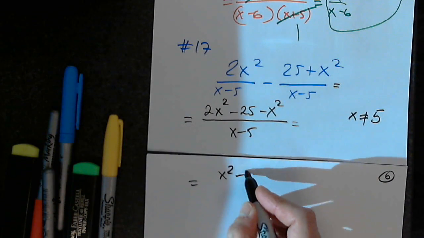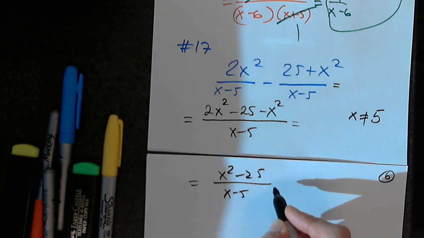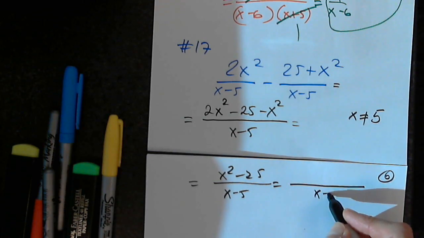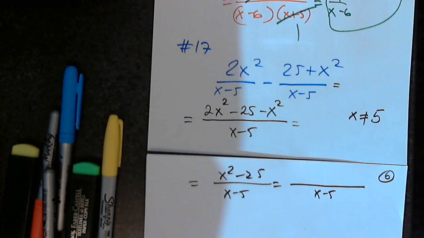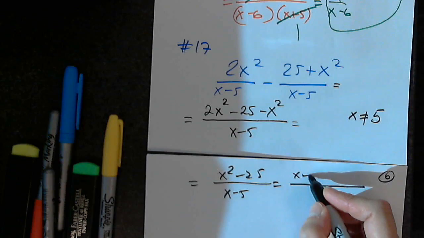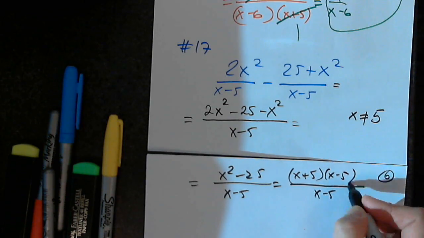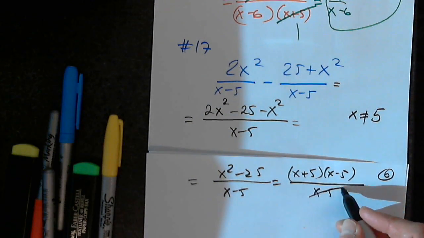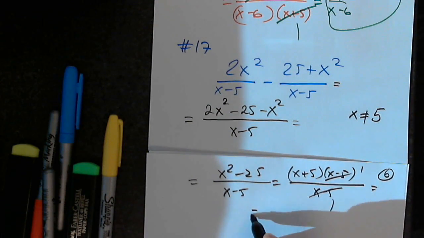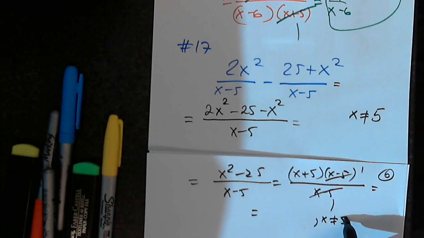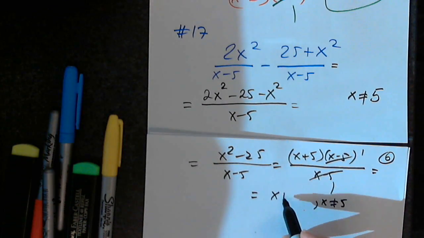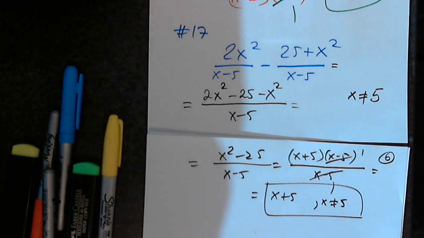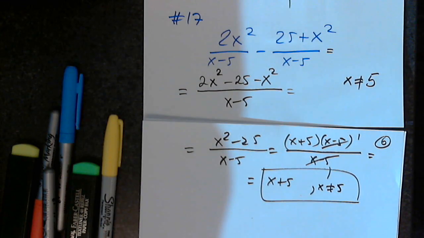So we have x squared minus 25 divided by x minus 5. And now I ask myself, is there any way I can factor the numerator? Yes. Is there any factor that I could get rid of? Please write 1. And then the simplified form, assuming that x is not 5, is x plus 5. Very good.